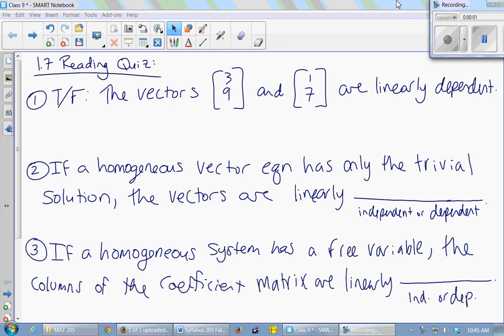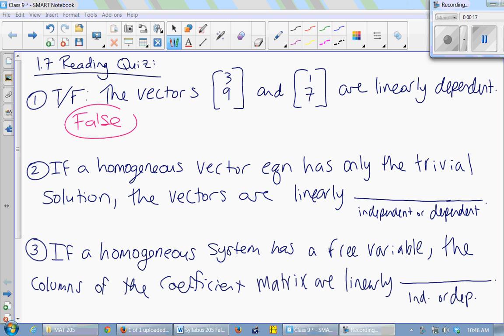3, 9, and 1, 7 are linearly dependent. False. How do you know? One is not a multiple of the other, right? You can't take 1, 7 and multiply by a scalar and get 3, 9, or vice versa. So this is false. Okay, so for two vectors to be linearly dependent, one has to be a multiple of the other.